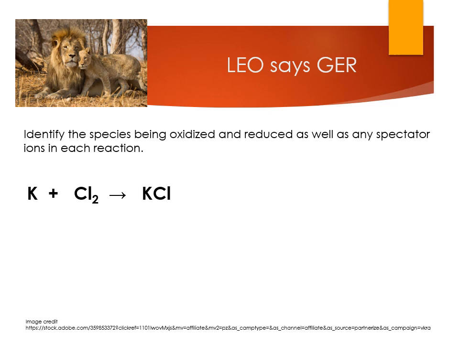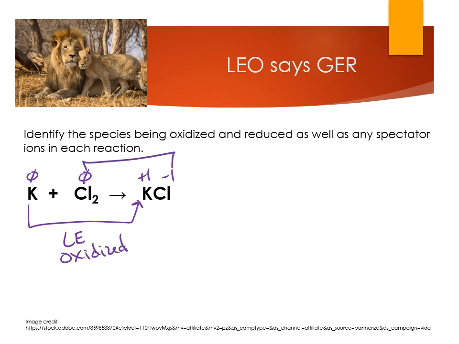All right, so potassium, chlorine, potassium, chlorine. Potassium went from a 0 to a positive 1. That means that it lost an electron. Potassium was oxidized. Chlorine, meanwhile, went from a 0 down to a negative 1. Because it went down, it was reduced.